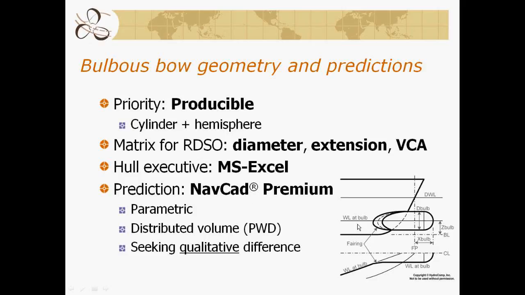For the hull executive, the administrative tool actually running the calculations, we're using Excel. And the creation of the geometry, both parametric and for the distributed volume, were simply created inside Excel using equations and algorithms. Now, we were seeking a qualitative difference. Not only were we interested in whether a bulb in general is going to be better than no bulb, but to find the characteristics of the bulb that gave us the least overall resistance. And we're connecting Excel to NavCad Premium in order to achieve this.